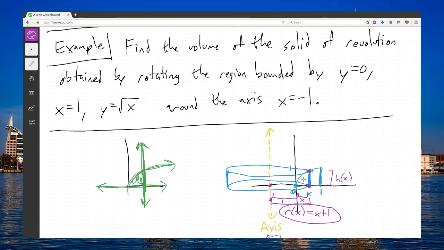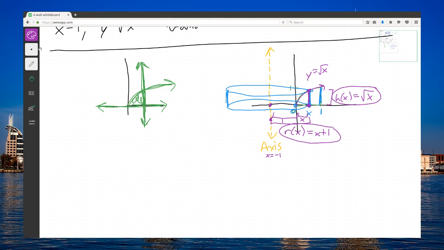The height isn't too difficult either. I noticed that, hey, I just want to know the distance from the x-axis up to the point. The point is on the curve y is equal to the square root of x. And so I want the vertical distance, the y distance, which is root x. As soon as I have my radius and my height, I can just plug it all into the formula.